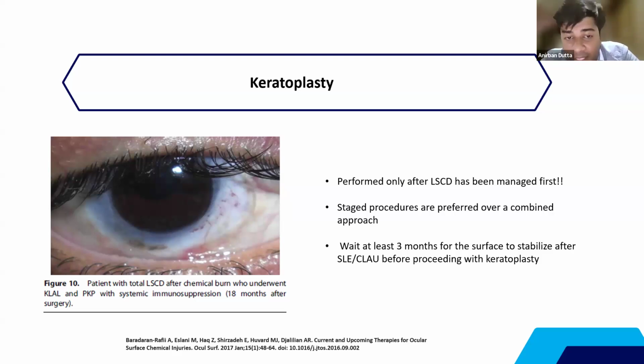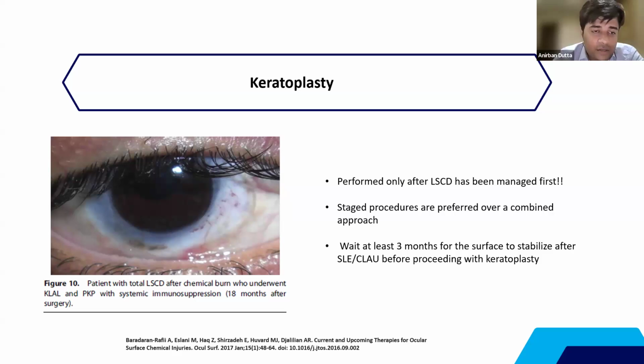Now with keratoplasty, as I said again, you manage the LSCD first, or your keratoplasty will fail. If you don't have a healthy limbus, there is no chance of the graft surviving. And it has to be a staged procedure. A lot of these patients will also require systemic immunosuppression because these are high risk grafts.